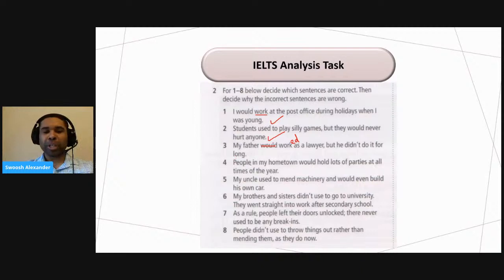For number 4, people in my hometown would hold lots of parties at all times of the year. Do we agree with this one? Well done, Apple, by the way, for number 3. Absolutely incorrect. Worked is what we should use. Any suggestions on number 4?